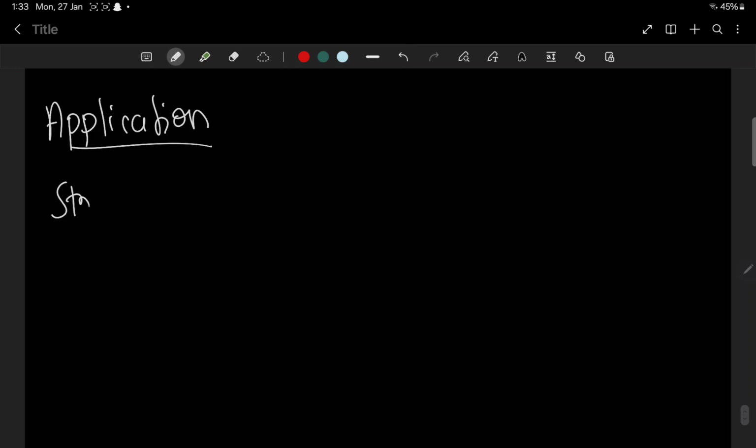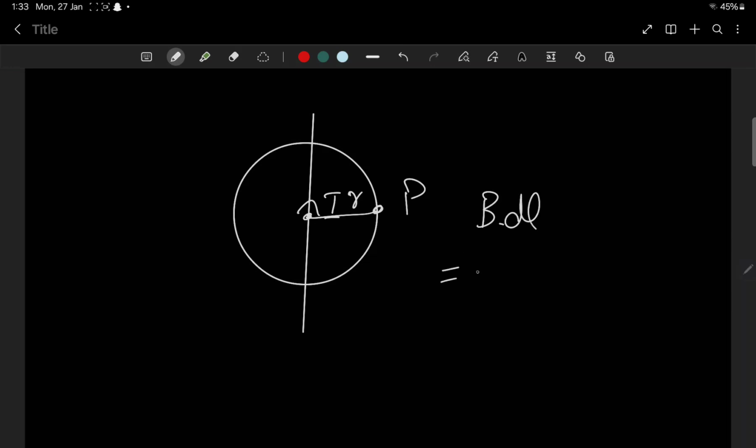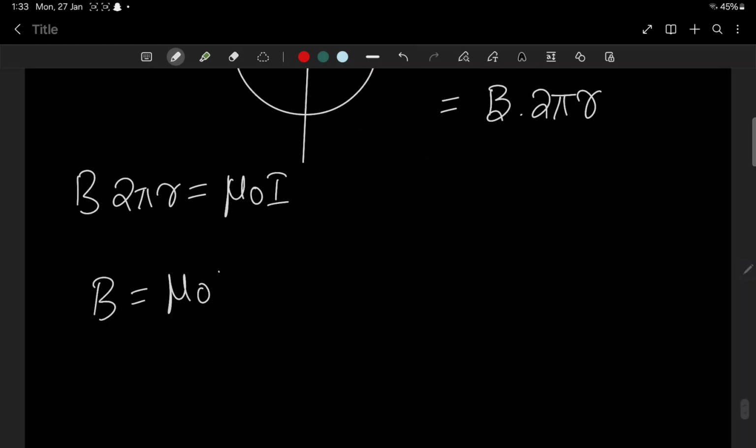Now the application: the magnetic field of a straight conductor. We have a straight conductor and a point P, and we have to find the magnetic field. Current I is passing through it, and the distance of the point is R. Then B dot dl is B times 2 pi R, equal to mu 0 into I. So B equals mu 0 I by 2 pi R. This is the answer.